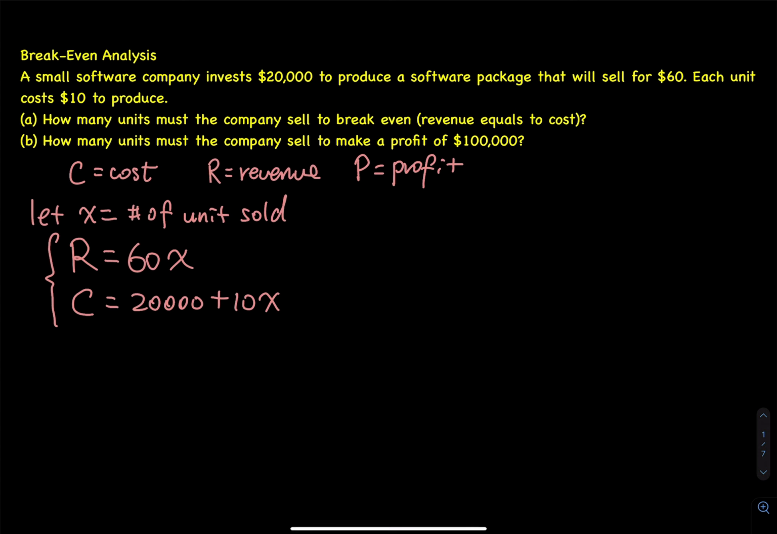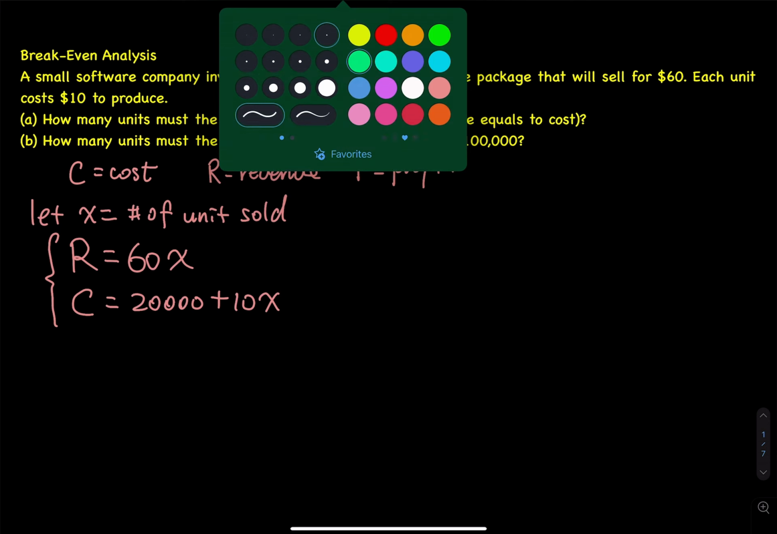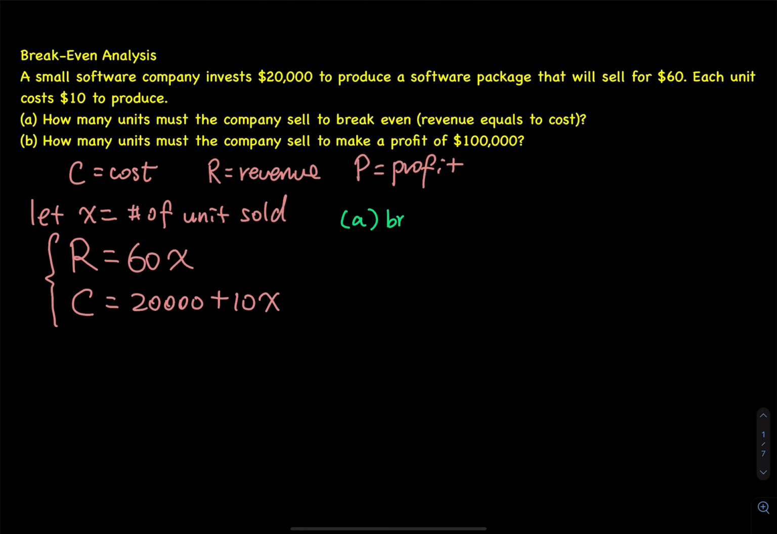Okay, let's read the first problem. In part A, they are asking how many units must the company sell to break even. Break even in business means when revenue is equal to cost. So part A, they are asking for break even. That means when revenue is equal to cost, right? We have one equation for revenue, one for cost. You set them equal. So 60x equals the cost function, $20,000 plus 10x, and then you just solve for x.